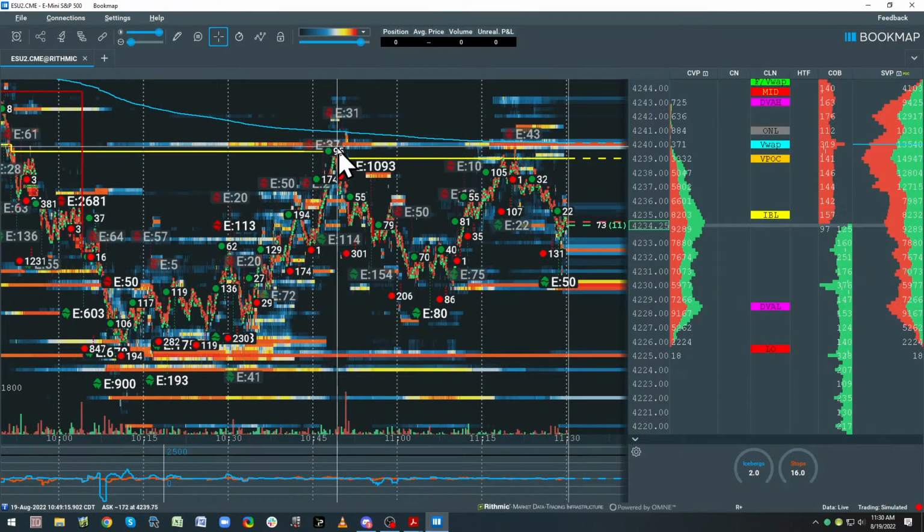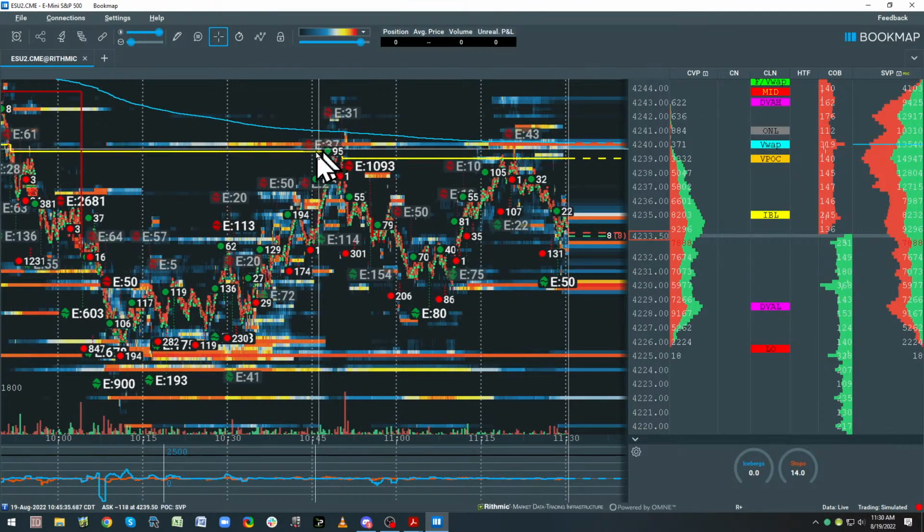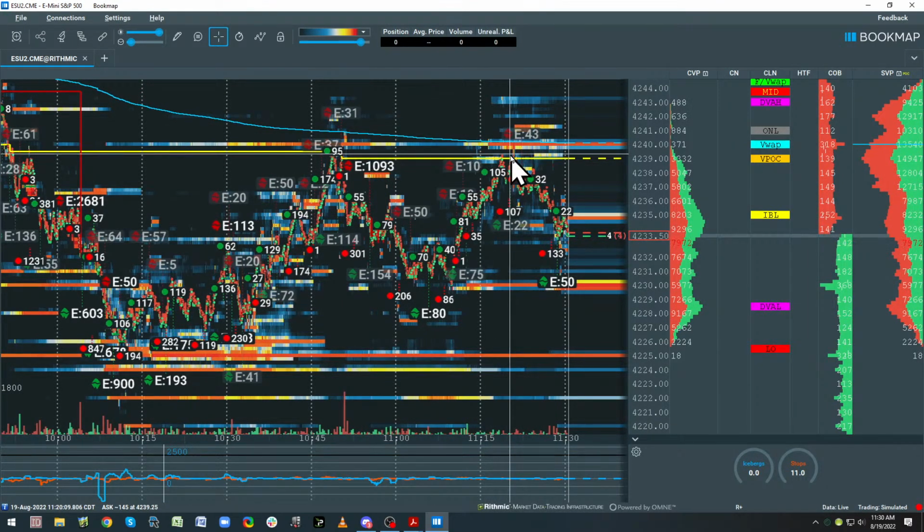Just so you guys know, I'm narrating. I'm on a different Bookmap. You'll like this. This is brilliance. This is what happens on Friday. This is where the stops are above here. So here, for me, this is a setup.